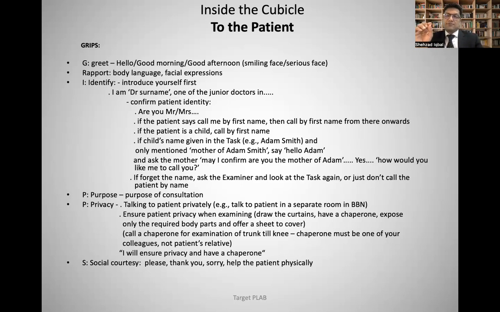If you forget the name of the patient that you read when you were outside the cubicle reading the task, you have two options. One, you just continue with your station without saying the name. Please tell me this, please tell me that. Could I examine you? Don't say the name. Or you could ask the examiner again, as I said previously, excuse me, examiner, may I please look at the task again? Have a quick look at the task, remind yourself of the name, and go back and start your station again.